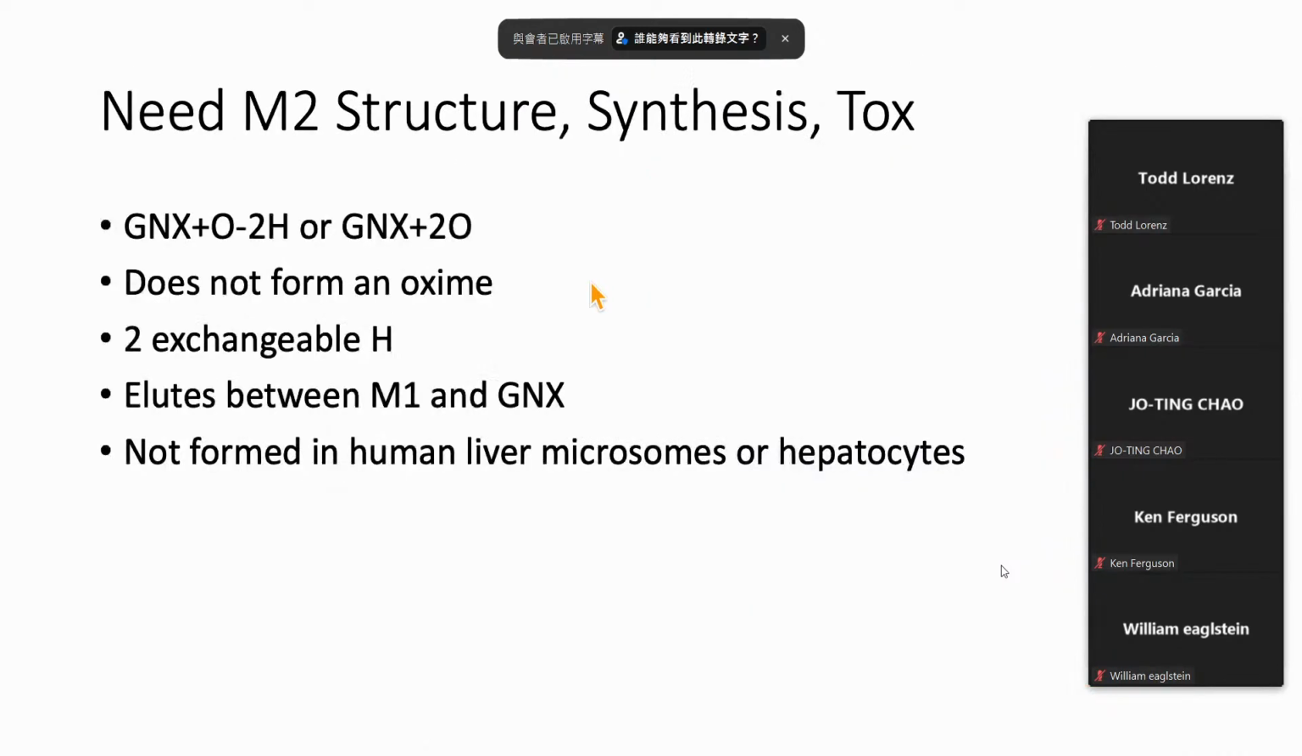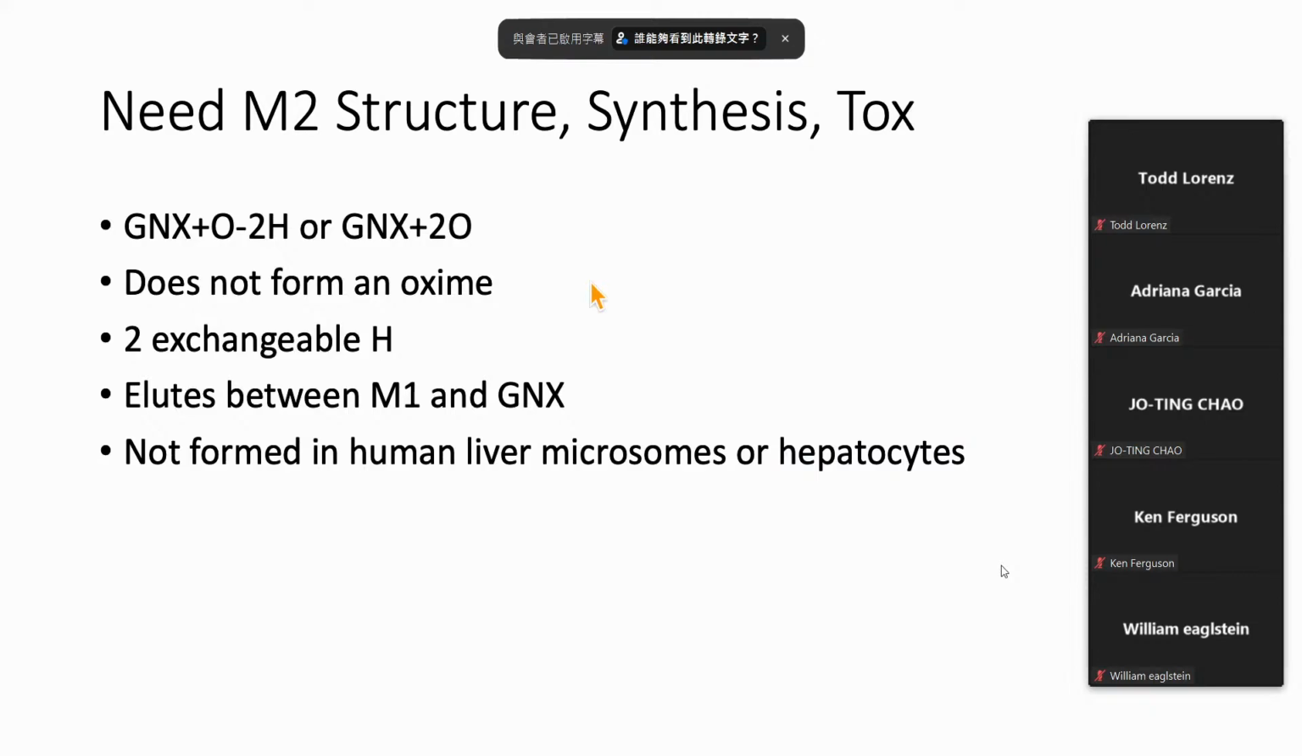So if you're going to do toxicology, you have to have drug. We needed to work out a synthesis. Can't work out a synthesis if we don't have a structure. So this is really when I was brought in to help figure out the chemical structure of this M2. We knew from the mass spectrometer, first we thought it was a double oxidation. Later we convinced ourselves it was a single oxidation, less two hydrogen atoms.